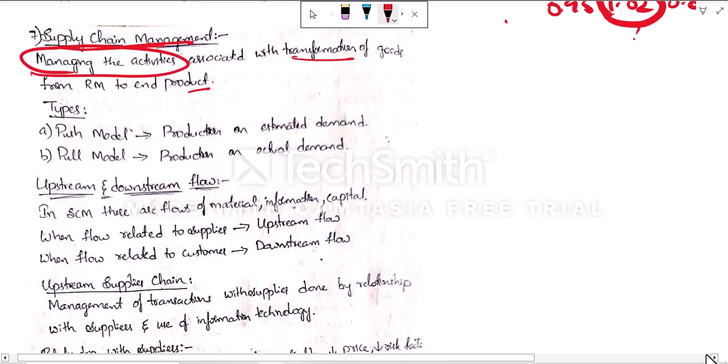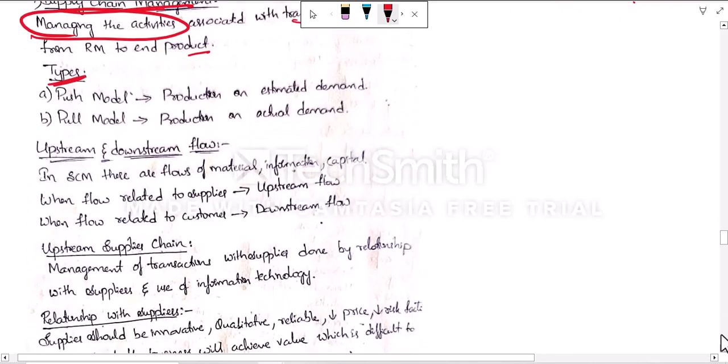Okay, types. How many types are there? Push and pull. Push means they will come, normally push means pressing from our side. It means we will produce on estimated demand. We don't know the actual demand. We will only estimate some demand and we will only produce that.